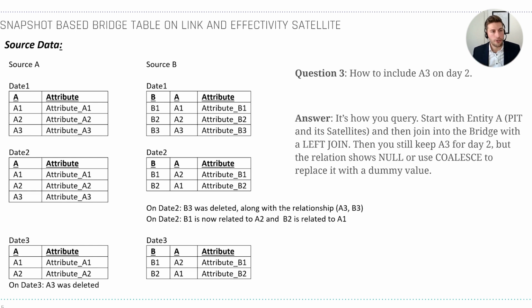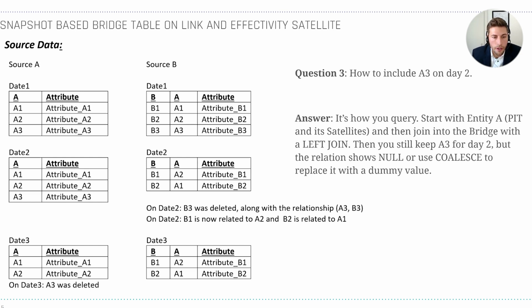So imagine you have a hub A, you have satellites on this hub A, and maybe a PIT table on this hub and its satellites. Then you start from there and left join into the bridge table, and you will not find anything for A3 on snapshot day 2. So you will receive null values, or you can use a dummy entry for that, if you want to say unknown or something like this.